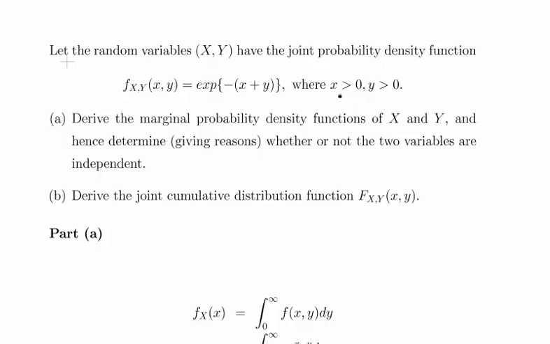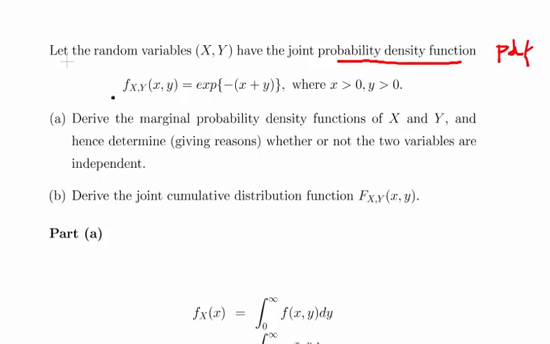In this presentation, we're going to look at continuous random variables and the joint probability density function and modeling the relationship between the two. So let the random variables X, Y have the joint probability density function. I'm going to just say PDF for probability density function from now on.